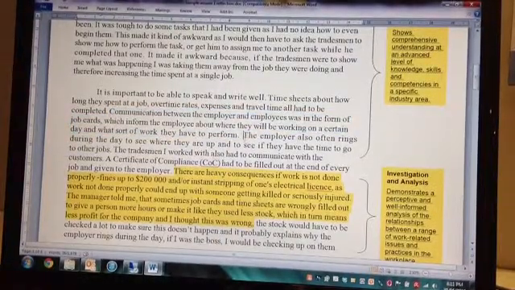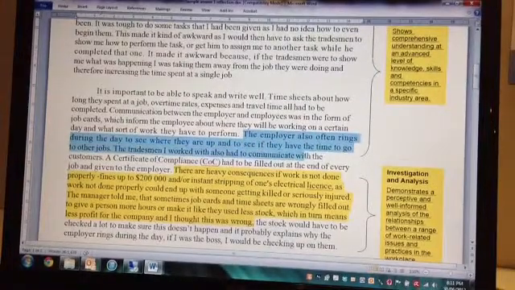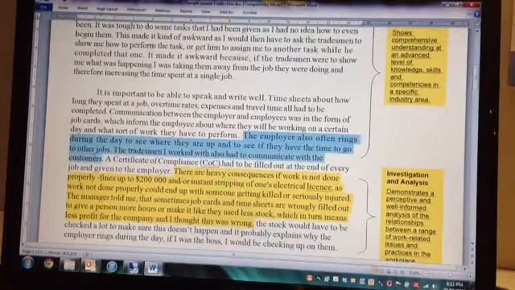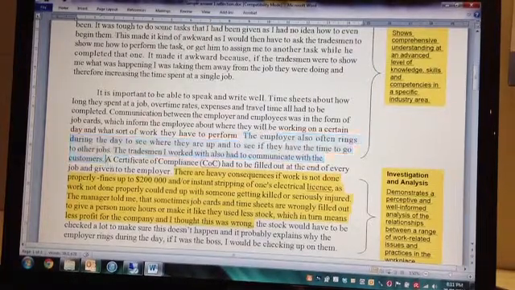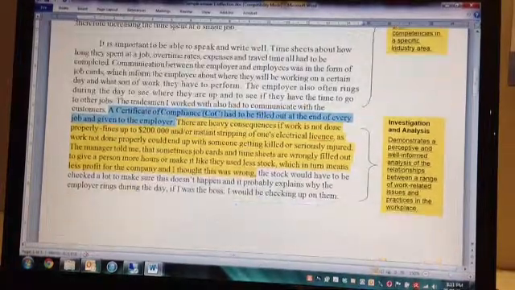The employer also often rings during the day to see where they're up to and to see if they have time to go to other jobs. The tradesmen I work with also had to communicate with the customers. They had to do a certificate of compliance at the end of every job to be given to the employer.